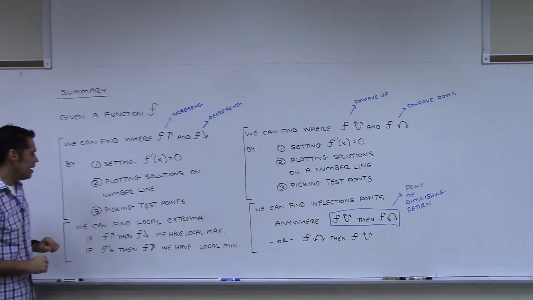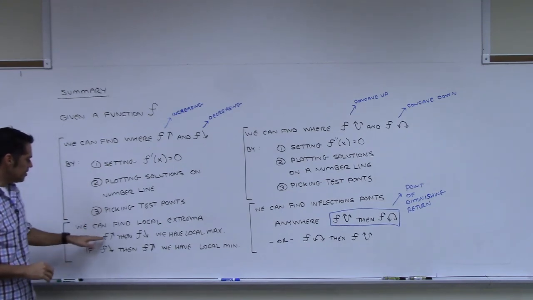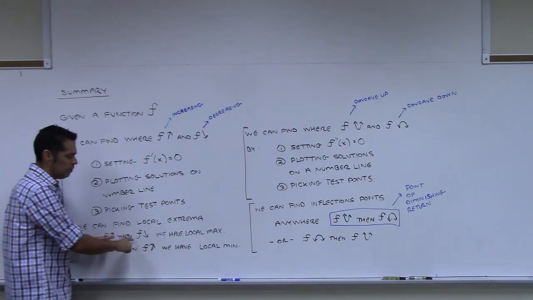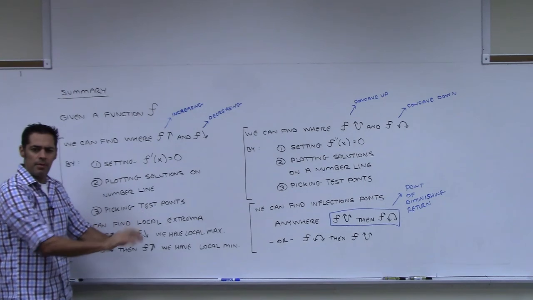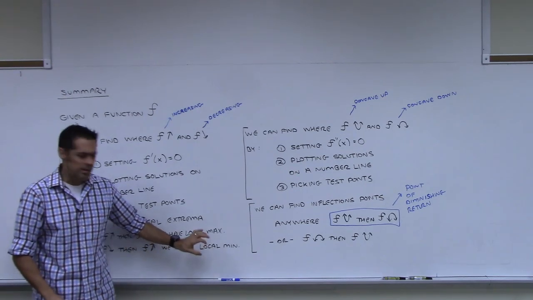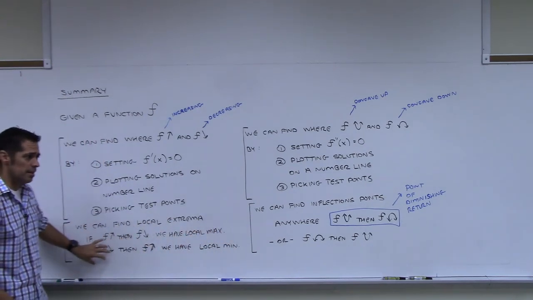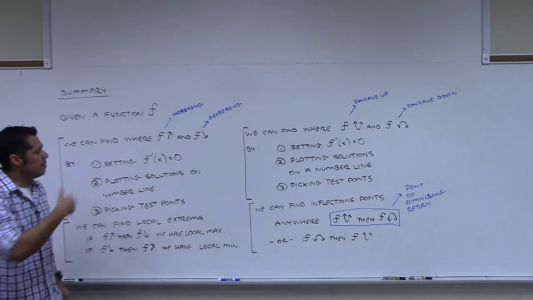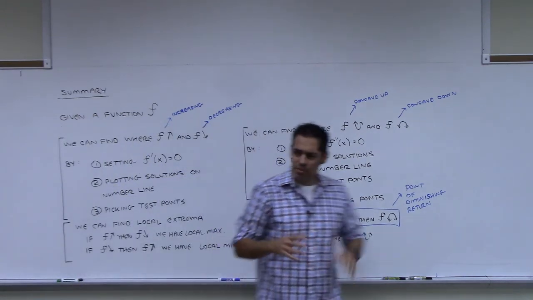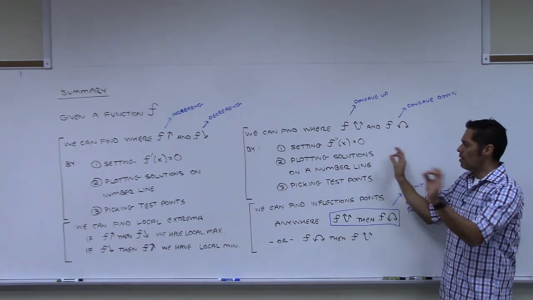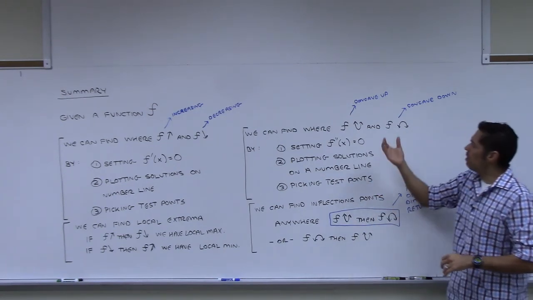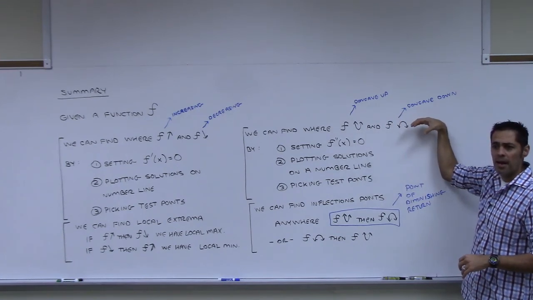Okay. And then anywhere where we see our function go up and then down, we will have a local maximum. Anywhere where we see the function go down and then up, we have a local minimum. All right, so this is actually going to be pretty important to us today for what we're going to do. And then we have the same sort of procedure, but with the second derivative. We set it to 0, we do a number line, we pick test points, and that'll tell us where our function is either concave up or concave down, right?